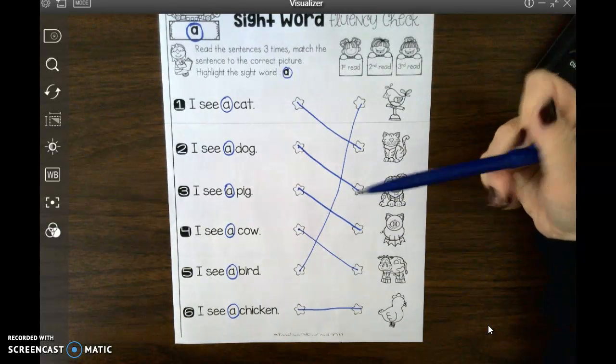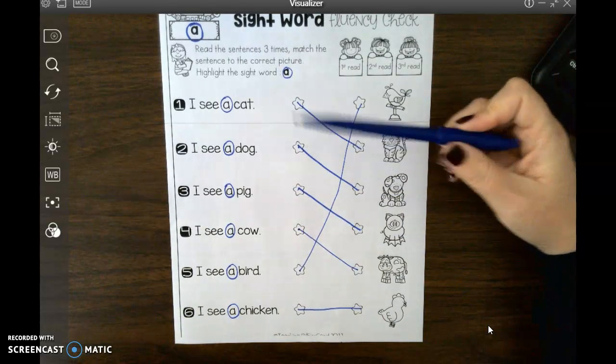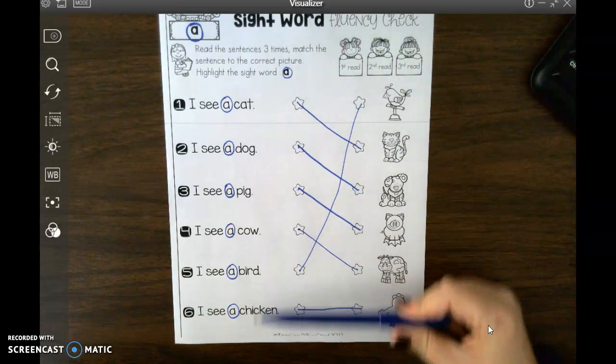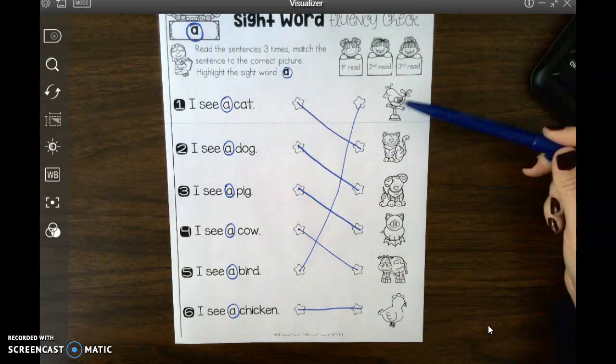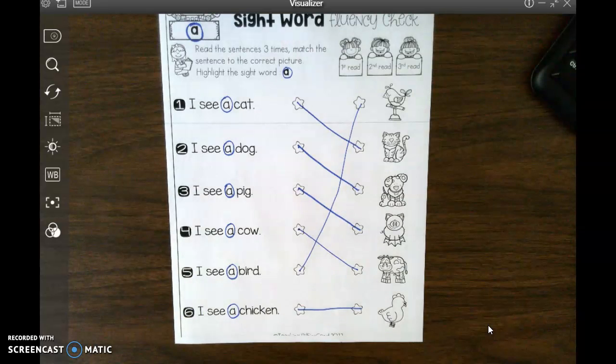Okay, I want you to go back on your own, and I want you to read each of these sentences again to yourself, and then you can go back and you can color the animal pictures. Practice with that sight word A. Remember to use your finger to touch under each word as you read it. Good luck!